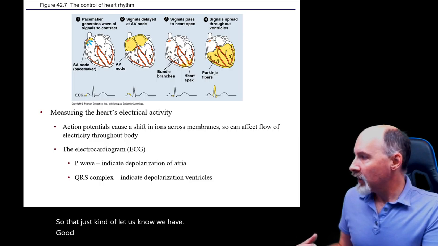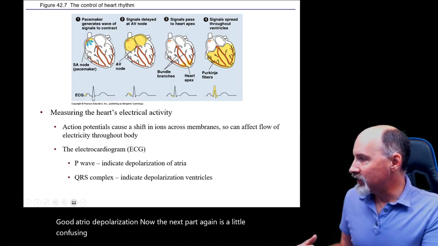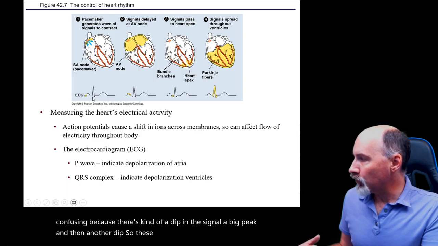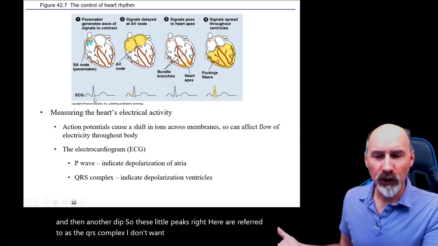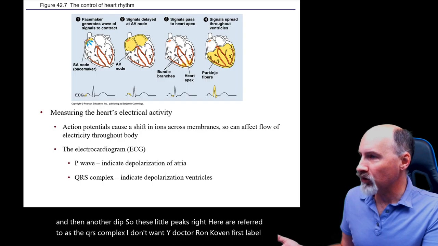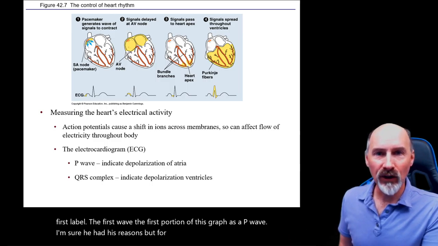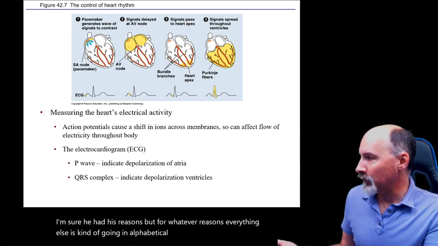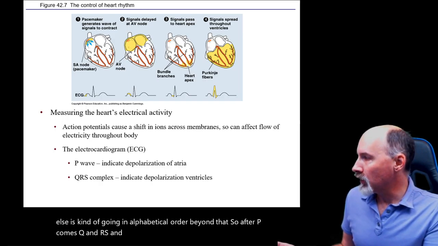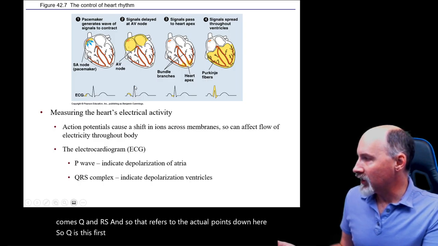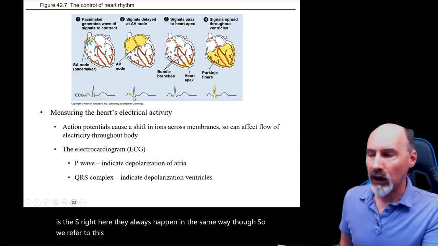So that lets us know we have good atrial depolarization. Now, the next part is a little confusing because there's a dip in the signal, a big peak, and then another dip. These little peaks right here are referred to as the QRS complex. I don't know why Dr. Eindhoven first labeled the first portion of this graph as a P wave. I'm sure he had his reasons, but everything else goes in alphabetical order beyond that. So after P comes Q, then R, then S. Q is this first little dip, the big peak is the R, and this final little dip is the S right here. They always happen in the same way, so we refer to this as a QRS complex.